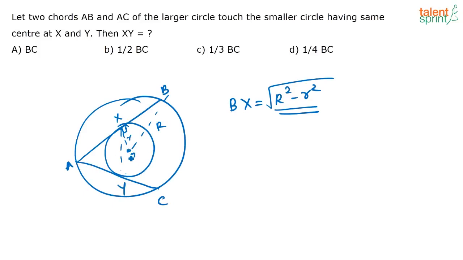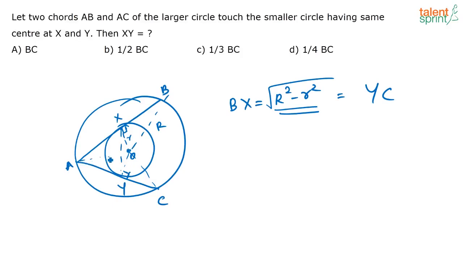If you consider triangle COY, again this is 90 degrees here. This is small r and this is capital R. You can again say YC is also equal to root of R squared minus r squared, the value of this length YC. Same concept you take here also.